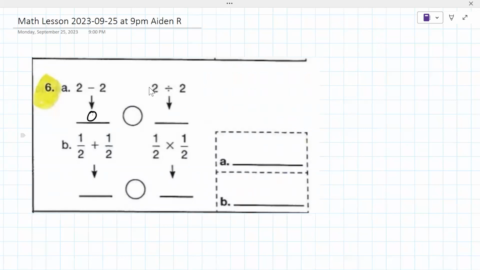Division is like a sharing problem. You have 2 slices of pizza and 2 people. How many slices of pizza does each person get? 1. So any number divided by itself is always 1.